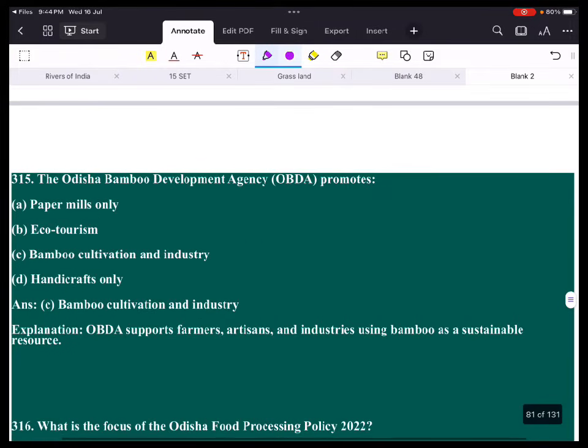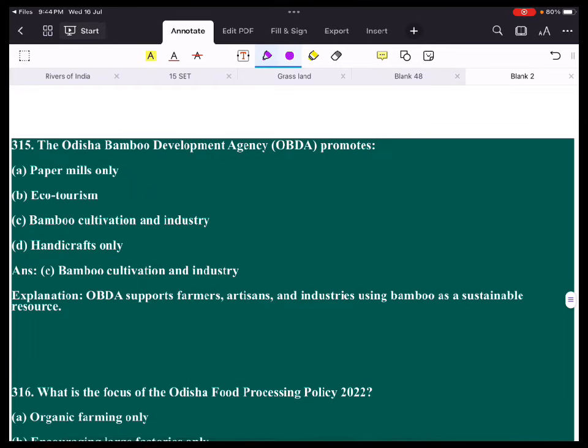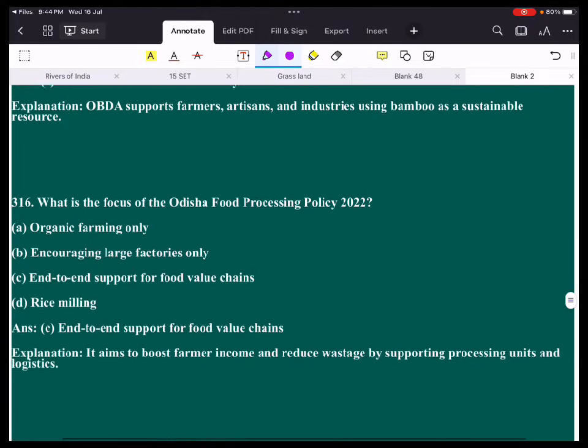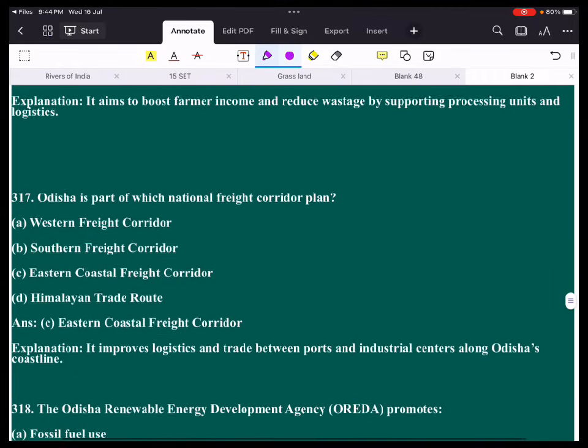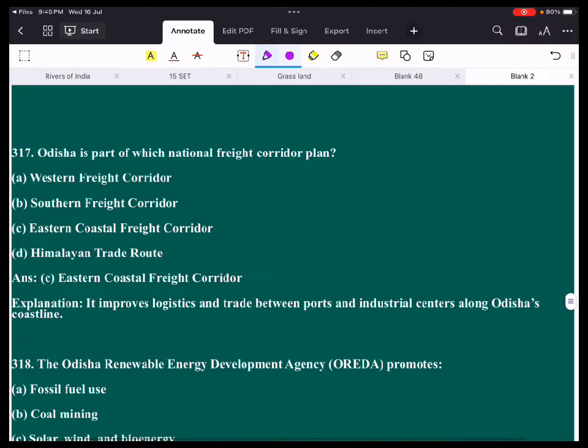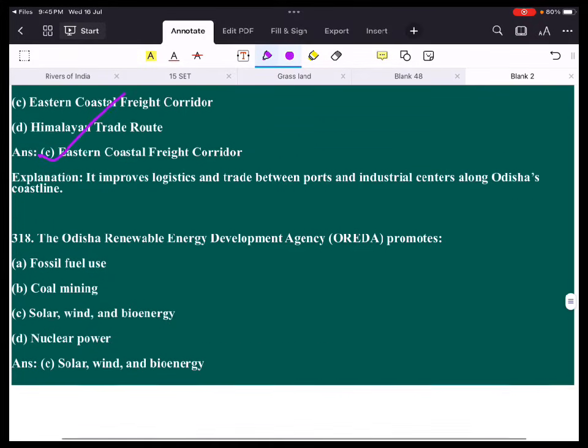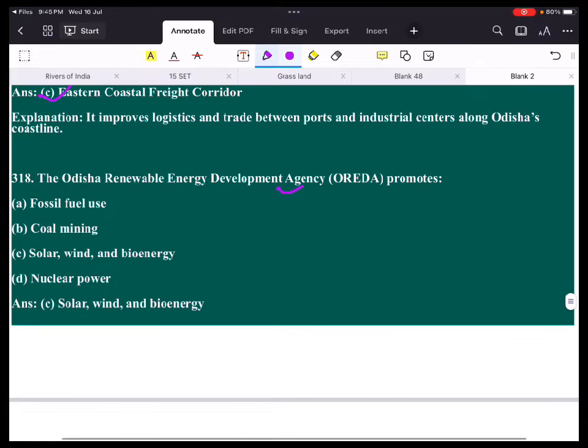The Odisha Bamboo Development Agency promotes bamboo cultivation and industry, option C. What is the focus of the Odisha Food Processing Policy 2022? That is option C, end-to-end support for the food value chain. Odisha is a part of which national freight corridor plan? That is Eastern Coastal Freight Corridor, option C. The Odisha Renewable Energy Development Agency promotes solar, wind and bioenergy, option C.